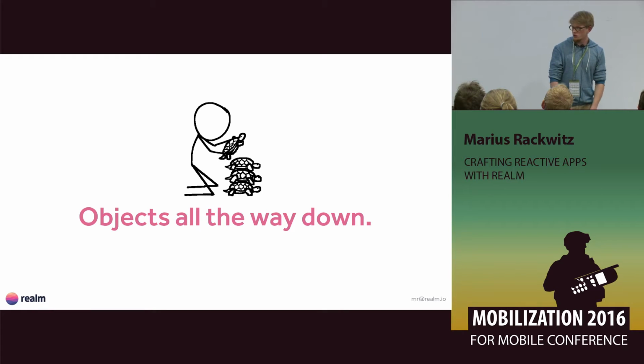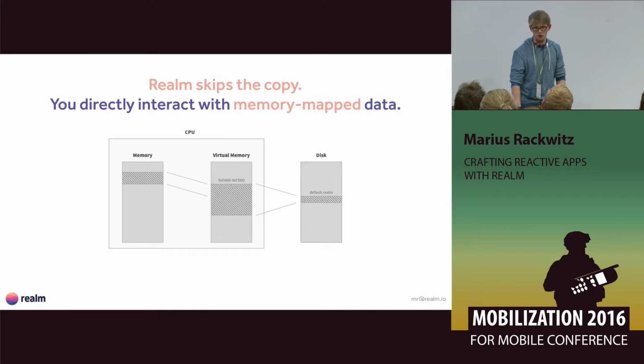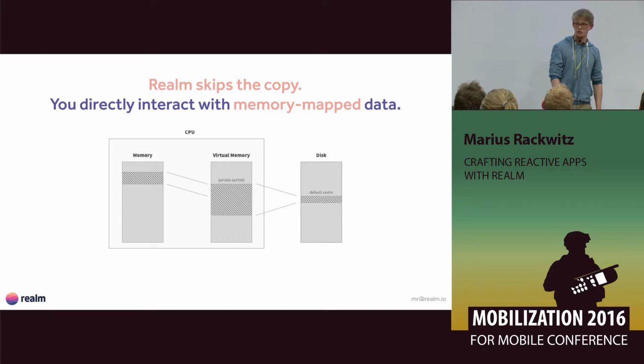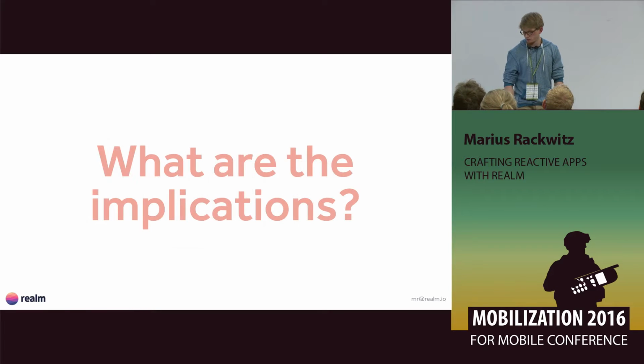So you have objects all the way down, even within your database. So more specifically, Realm skips the copy. When you interact with the objects, you interact directly with memory map data. All retrieved objects are just pointers to their data. And this has some far-ranging implications.